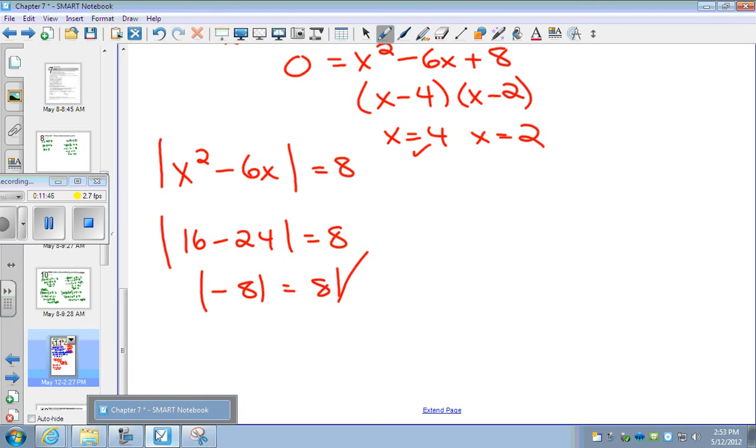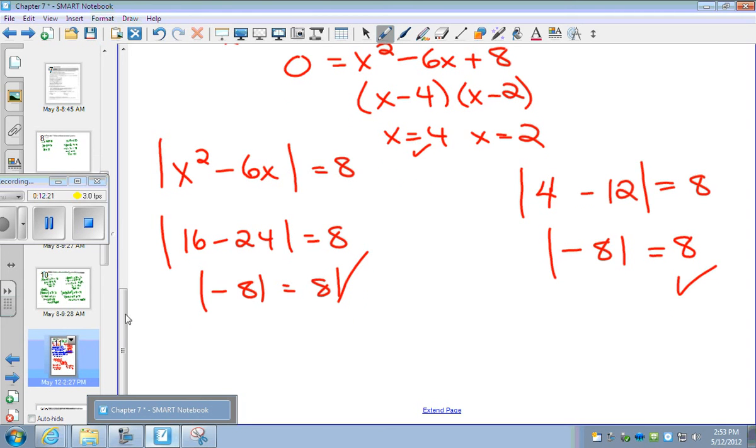And let's quickly put 2 in. So we get 4 squared minus 12. Does that equal 8? Well, 16 minus 12. I did something wrong. 2 times 2 is 4. 6 times 2 is 12. 2 times 2 is 4, not 4 squared. That's what I did wrong. Okay. Is 4 minus 8 is negative 8. 4 minus 12, rather. The absolute value of negative 8 is 8. So both of those worked.